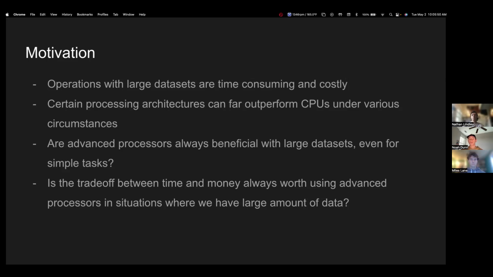Building on these ideas, we also wanted to explore the actual trade-offs when using one type of processor over the others. Even if some processors are marginally faster for certain tasks, is it always worth the bump in price they'll be experiencing?